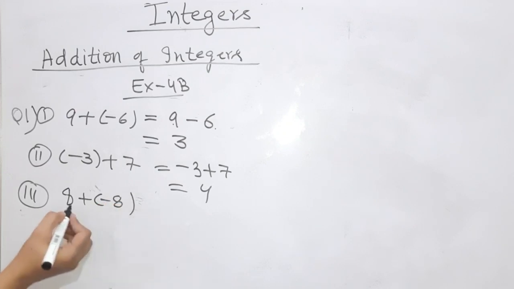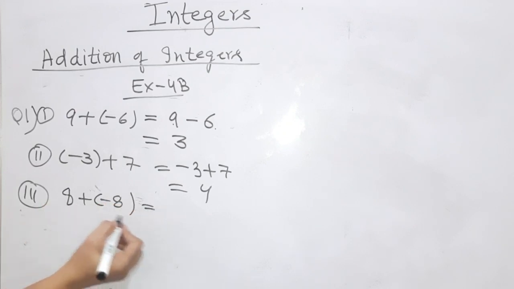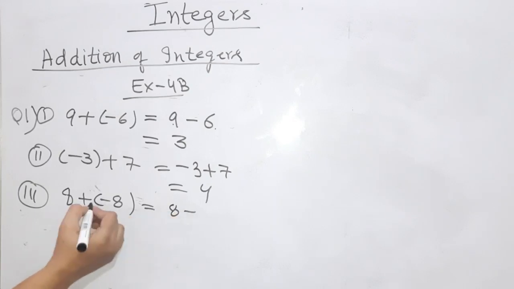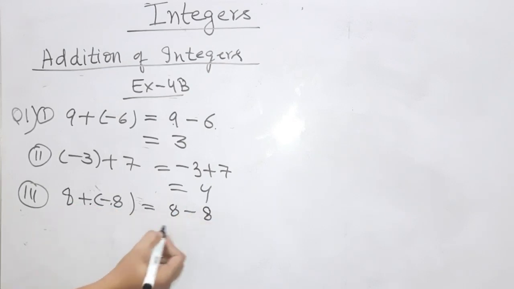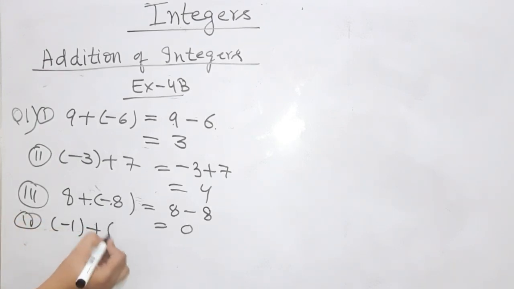Option number 3. If you want to give the answer, you can pause the video and give the answers in the comment section. So 8 plus minus 8 is equal to 8 minus 8, which is equal to 0. Coming to the fourth option.